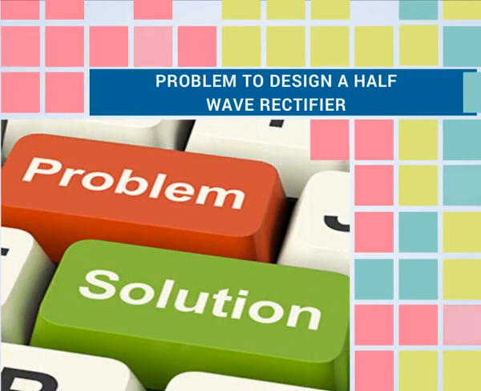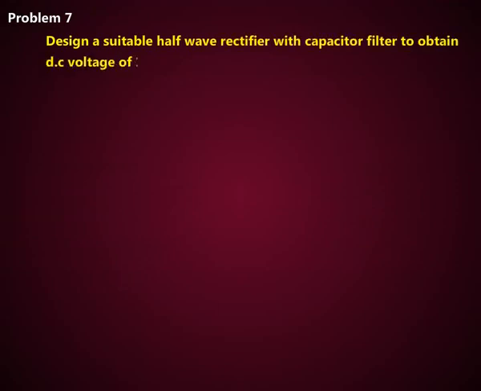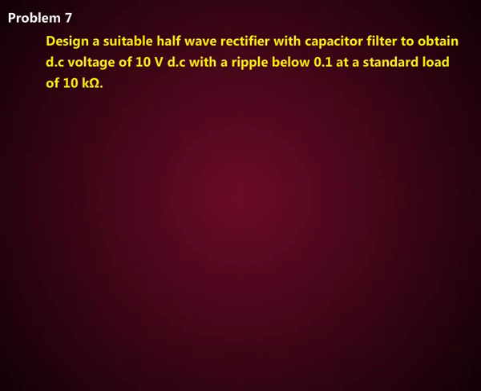Problem to design a half-wave rectifier. Design a suitable half-wave rectifier with capacitor filter to obtain DC voltage of 10 volts DC with a ripple below 0.1 at a standard load of 10 kilo ohms.